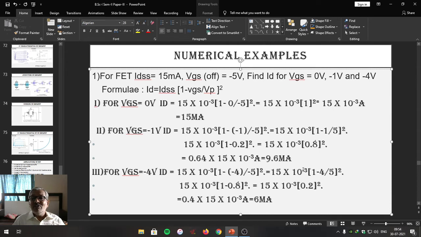It is 15 into 10 raised to minus 3 into bracket 1 minus 4 upon 5 bracket square. That is 15 into 10 raised to minus 3 into bracket 1 minus 0.8. 1 minus 0.8 means it is 0.2 square, 0.04, 0.04 into 15, that comes to be 6 milliampere.